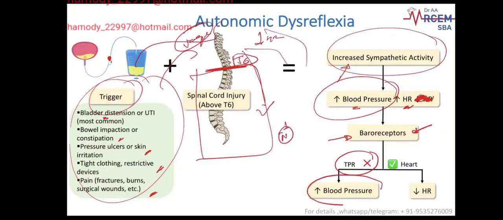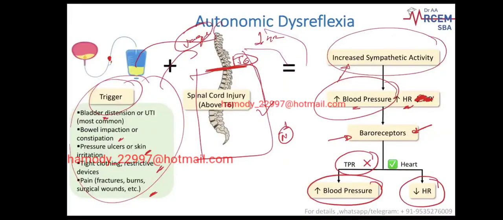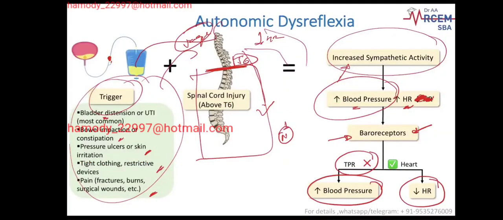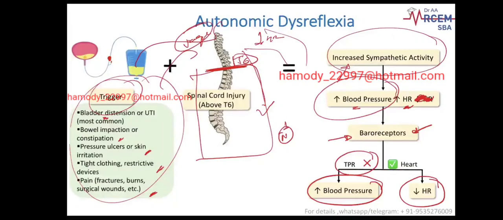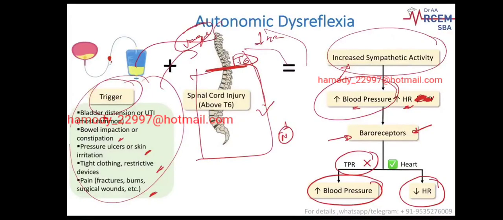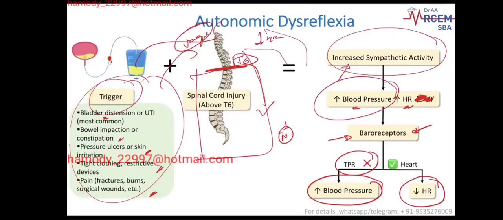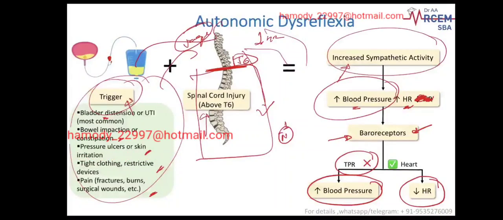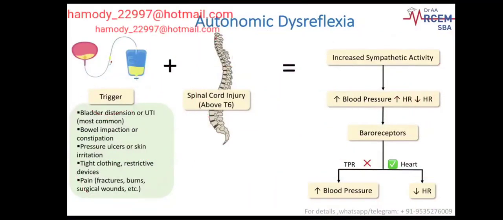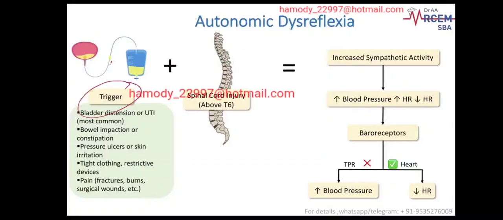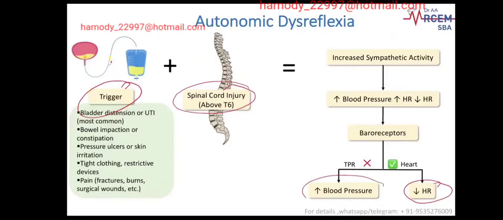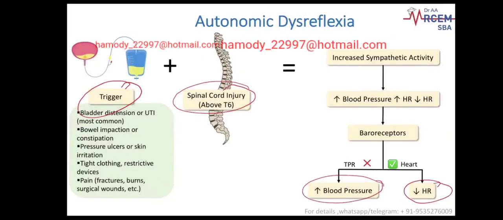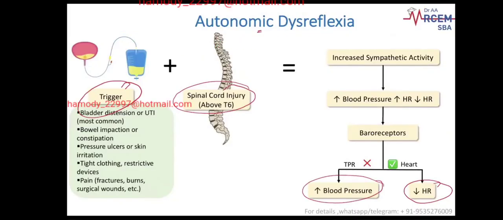So blood pressure on the higher side and low heart rate. Borderline low heart rate we are talking about, not significantly low, not significantly high blood pressure. So borderline higher blood pressure and borderline bradycardia these patients will have, along with a spinal cord injury and a triggering agent. So in the stem of the question, what do you need to really look out for? A triggering agent, a spinal cord injury, heart rate on the lower side, blood pressure on the higher side. If this is present, then it is known as autonomic dysreflexia.